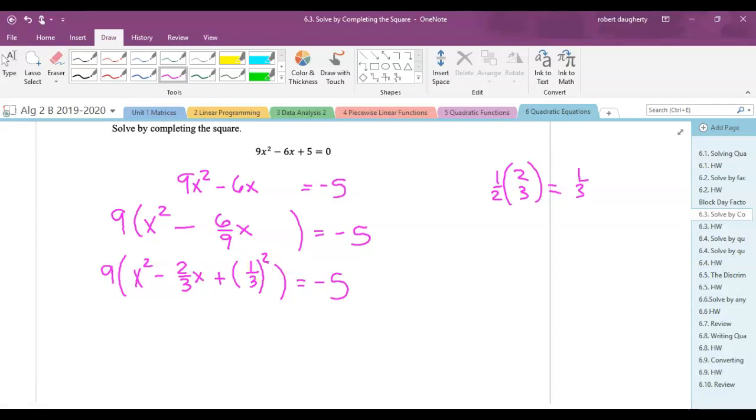Now, what did I add to the left side of the equation? I did not add 1/3 squared. I added what? 9 times 1/3 squared. If I add 9 times 1/3 squared to the left, what do I add to the right? Yeah. Plus 9 times 1/3 squared. Okay. Everyone with me there? Okay. So this is 9. What is this now? This is x minus what?